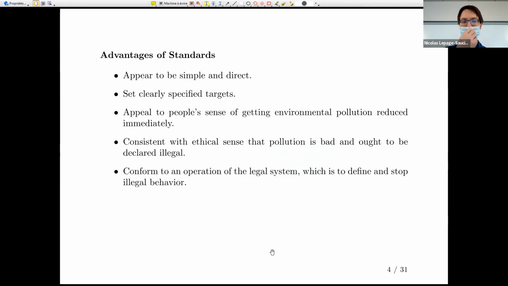So what are the advantages of standards? They are simple and direct. You just decide this is the number, so you have to deal with it. They set clearly specified targets, so there's no room to wiggle around. You have to comply with them. They appeal to people's sense of getting environmental pollution reduced immediately.